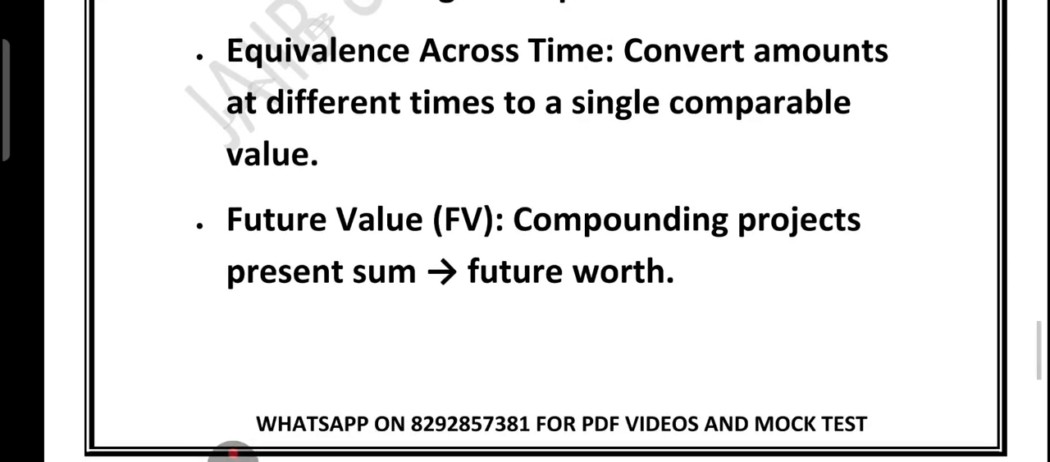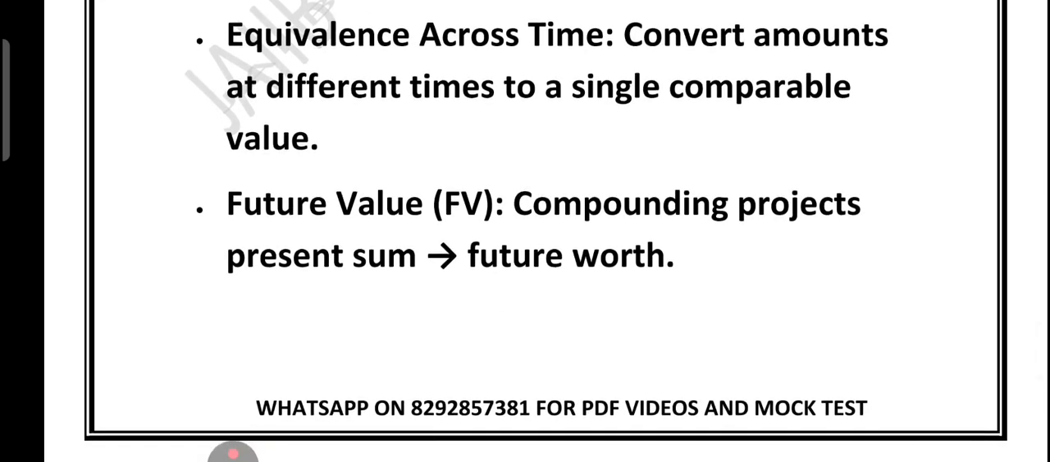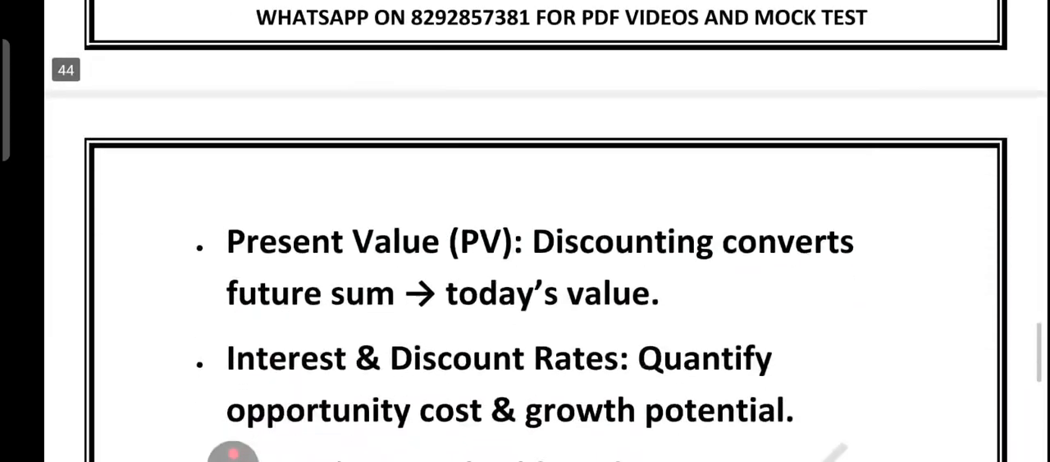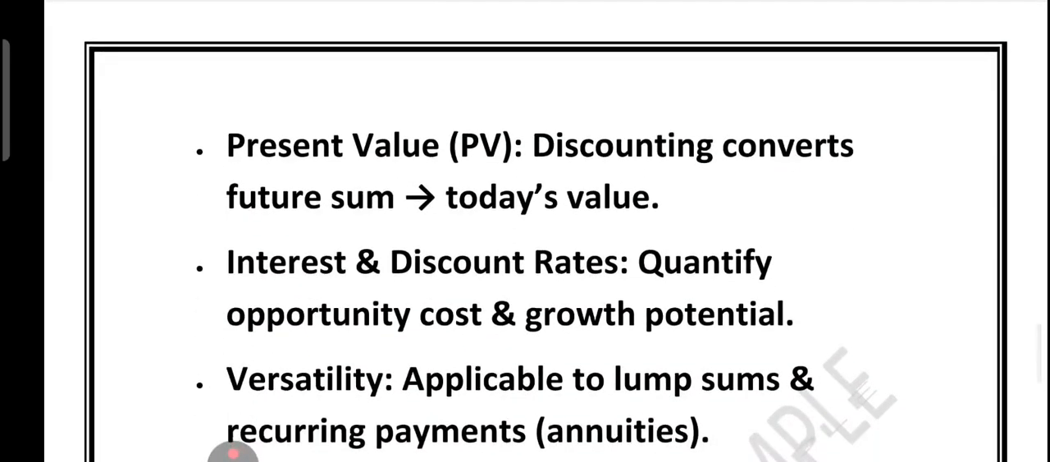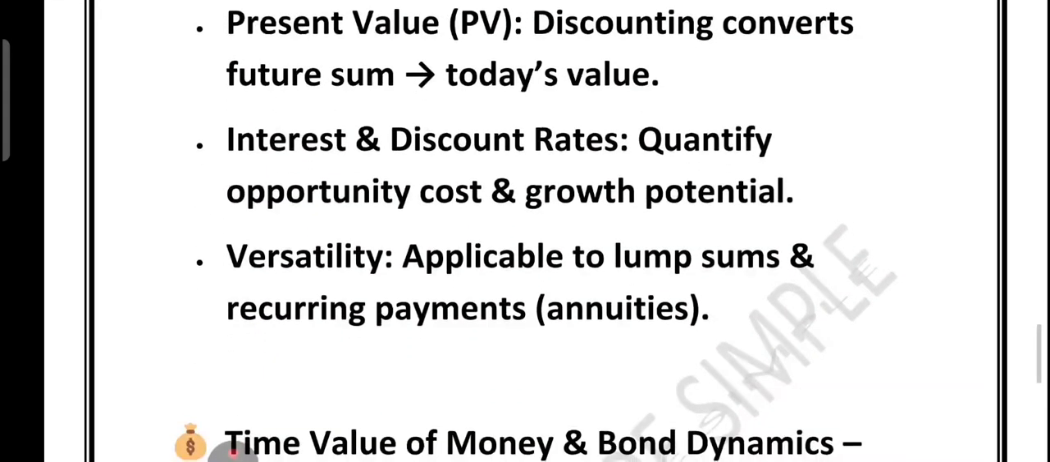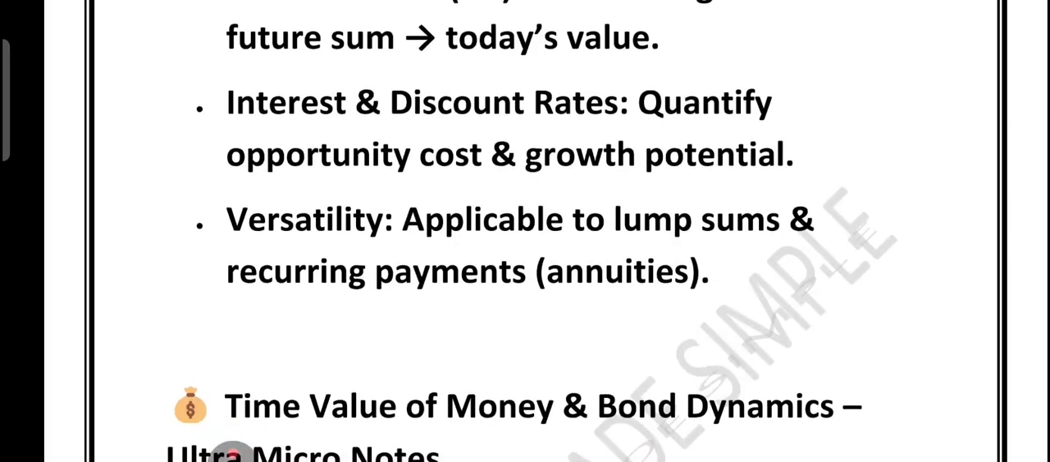Future value projects present money forward using compounding. And present value discounts future sums back to today's value. If you look at the interest and discount rate, they quantify growth potential and opportunity cost. If you look at the versatility, these concepts work for both lump sum and recurring payments like annuity.